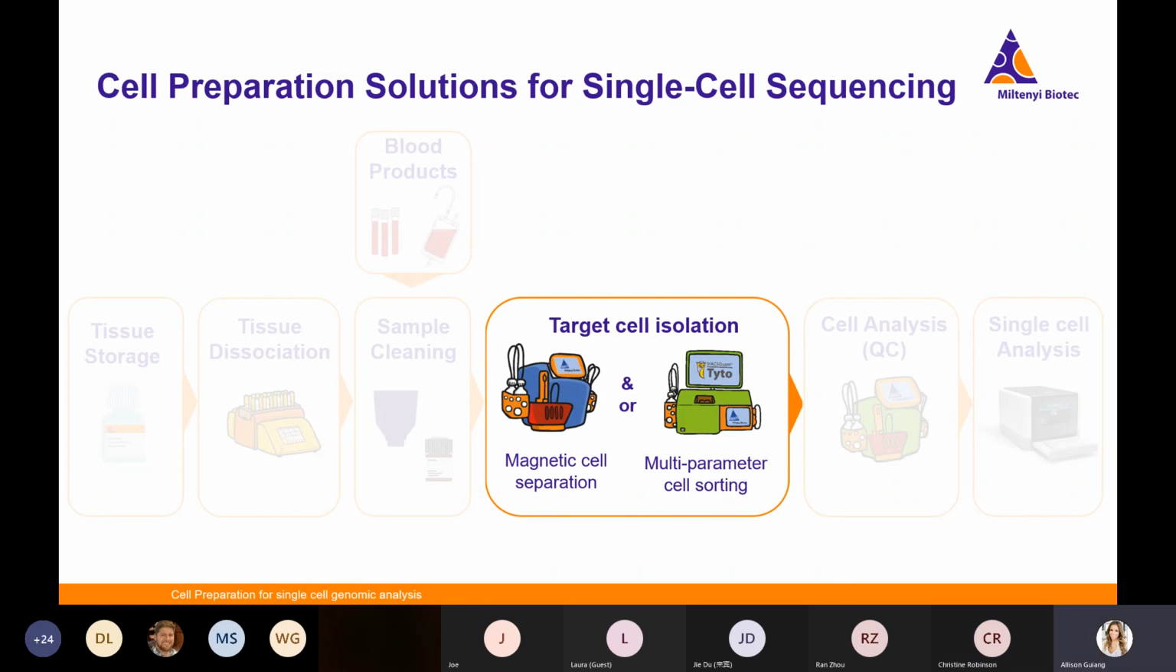Awesome. Thank you, Christine. Okay, so let's move on to our second option of isolating specific cell types. We're super excited because we also have a Tito on site at the core. So all the stuff that we're going to talk about now, you can potentially see for yourself when using it. So let's give you a little background on the Tito.